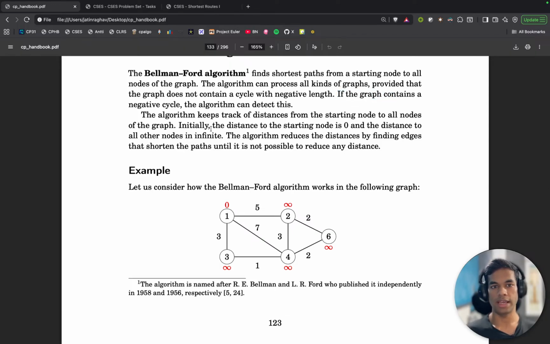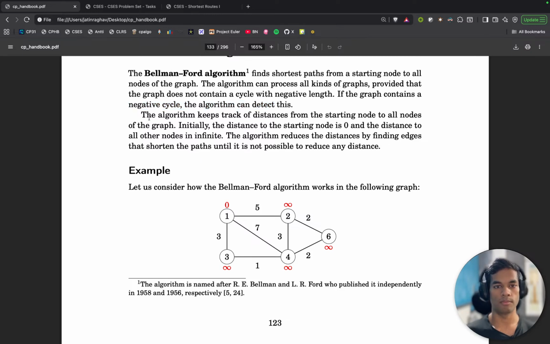If the graph contains a negative cycle, that makes sense. A cycle cannot be negative. The whole length of a cycle cannot be negative. Only then the algorithm will keep looping over it, and we will go to the same place again and again in order to reduce the total length. That makes sense. So, a cycle cannot have a negative length.